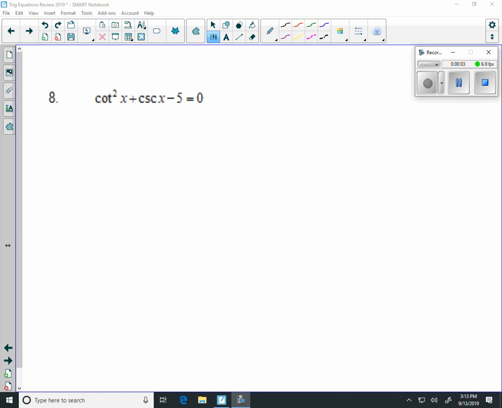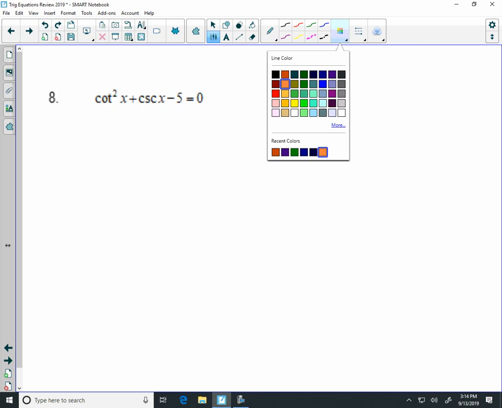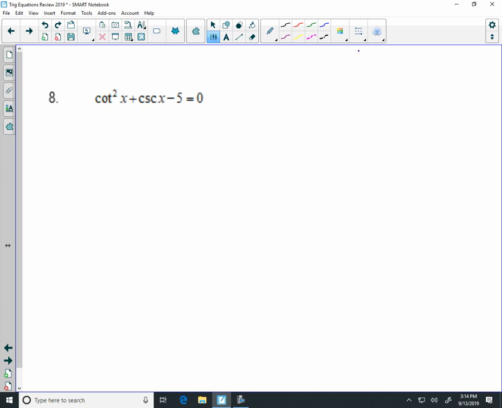Number 8 and number 10, these two problems I pulled from a couple old tests, and they are definitely some of the most missed problems that I have in trig equations. Because they have to do with cotangent and cosecant, and secant and tangent, and those are just harder to remember than cosine and sine. So with these, we're going to keep that same rule.